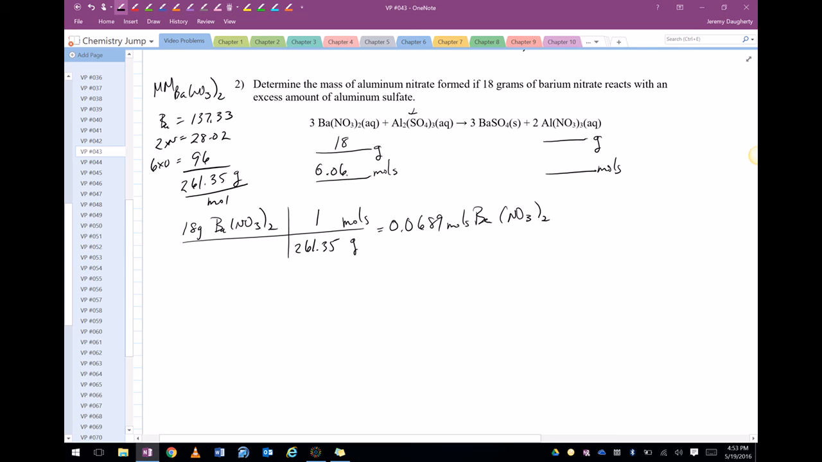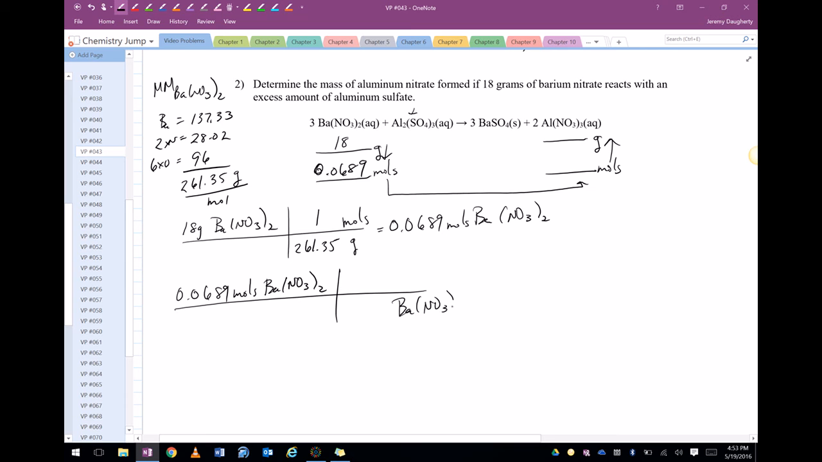So that's going grams to moles. Now I'm going to go from moles to moles. So let's do that down here, 0.0689 moles of barium nitrate. I'm going from moles to moles, so I want to get rid of barium nitrate and pick up aluminum nitrate. There are 2 aluminum nitrates for every 3 barium nitrates, and I get that from the mole ratio right there. So I'm going to take that value times 2, divided by 3, and I get 0.0459, and that is moles of aluminum nitrate now.